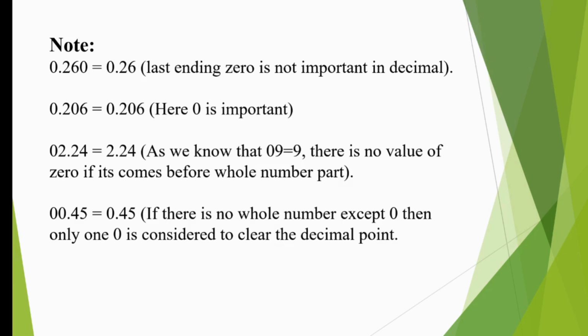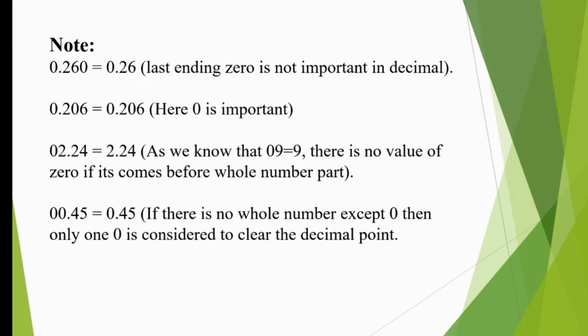Point 3. 02.24 is equal to 2.24. As we know that in whole numbers we have discussed 09 is equal to 9. If there is 0 before a whole number, we write the number as it is except 0. Like 099, we write it as 99 instead of 099.